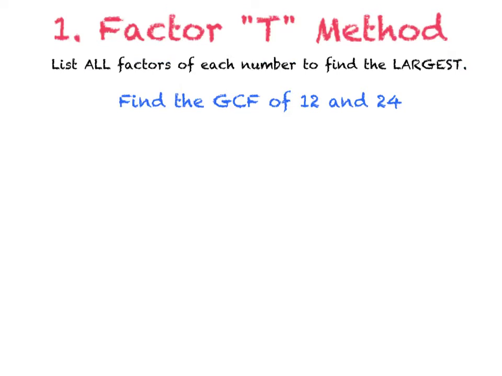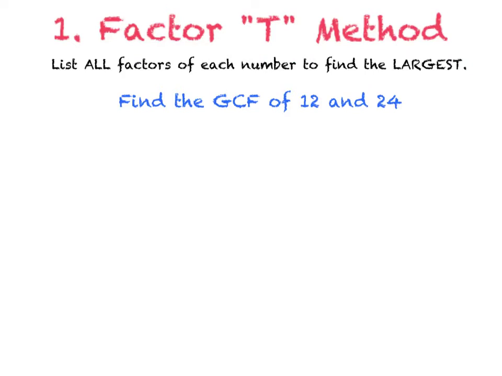The first method we're going to look at, I like to call the factor T method, because this should strike a chord with you from one of the previous lessons we just looked at, where we created a factor T to list all the factors. And that's the goal of the factor T model. We want to list all the factors of each number and then compare our two lists to find the largest.